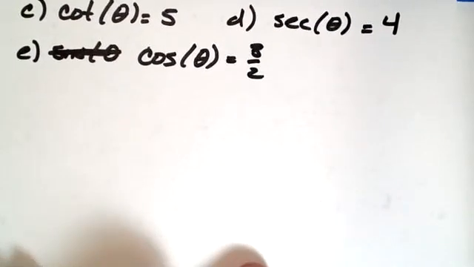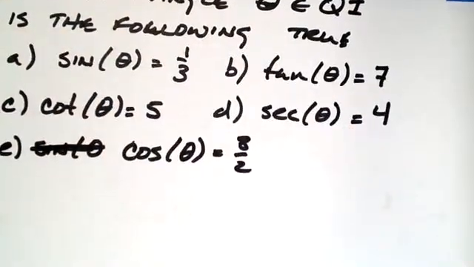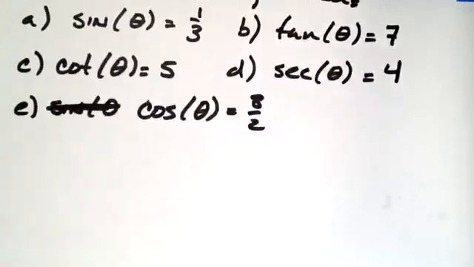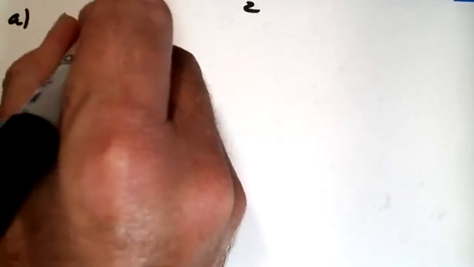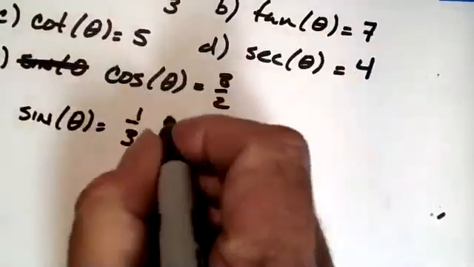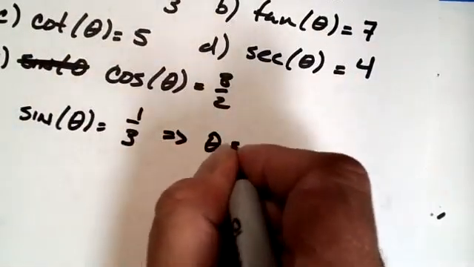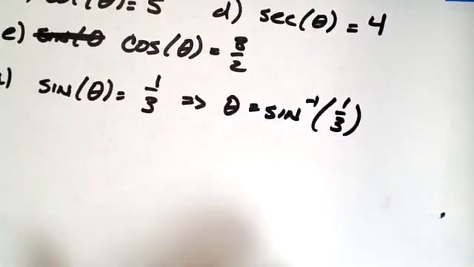Okay, so the task here is to find an angle. We have the ratios, and we need to find the angle. You will not be able to use the techniques out of chapter 1 to do this. Like I said, this is simply going to come down to a calculator exercise in most cases. So let's start with the first one. If sine of theta is equal to 1/3 and theta is in quadrant 1, which it is, then theta will be equal to the inverse sine of 1/3.